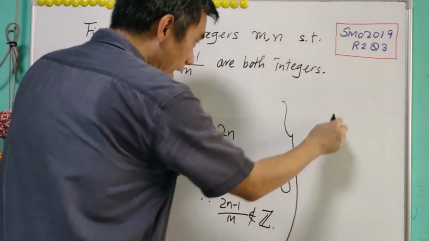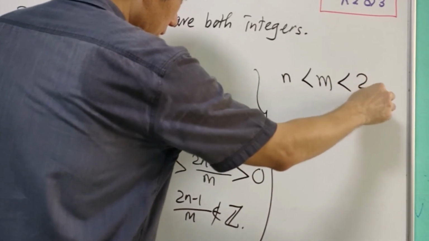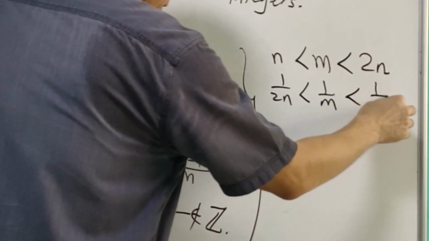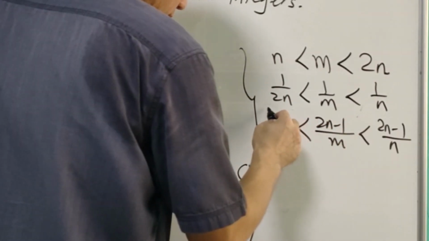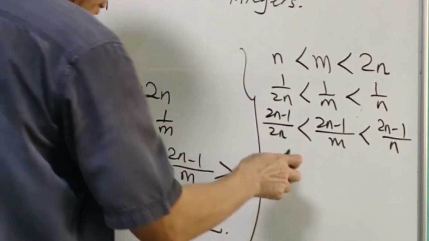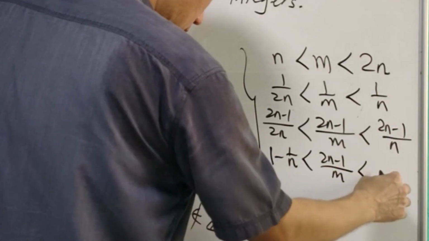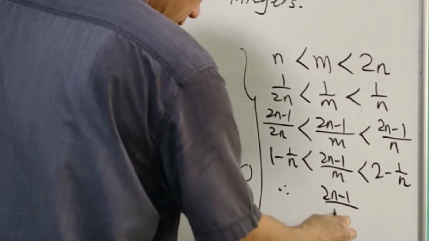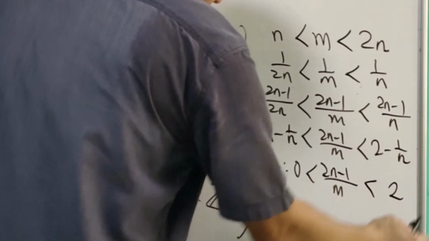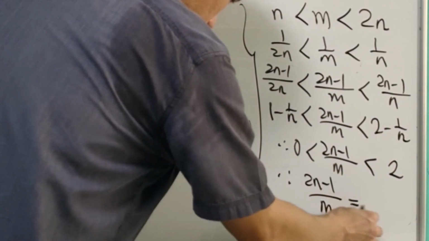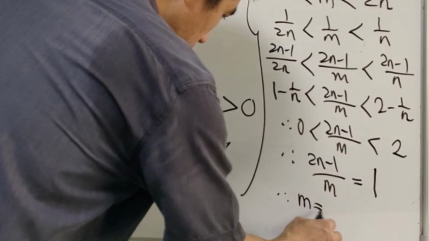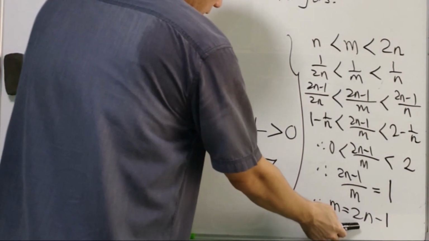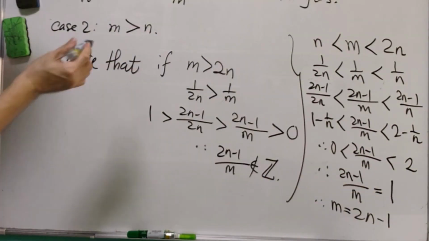Combining these two cases, we know that m has to be greater than n, but at the same time less than 2n. This means that 1/m will be greater than 1/(2n) and less than 1/n, and therefore (2n minus 1)/m will be between these two numbers. This is equal to 1 minus 1/n, and this is 2 minus 1/n. Since n is positive, it means that (2n minus 1)/m will be between 0 and 2, and therefore has to equal 1, which means that m is equal to 2n minus 1. For this case, if m is greater than n, then we conclude that m has to be equal to 2n minus 1.